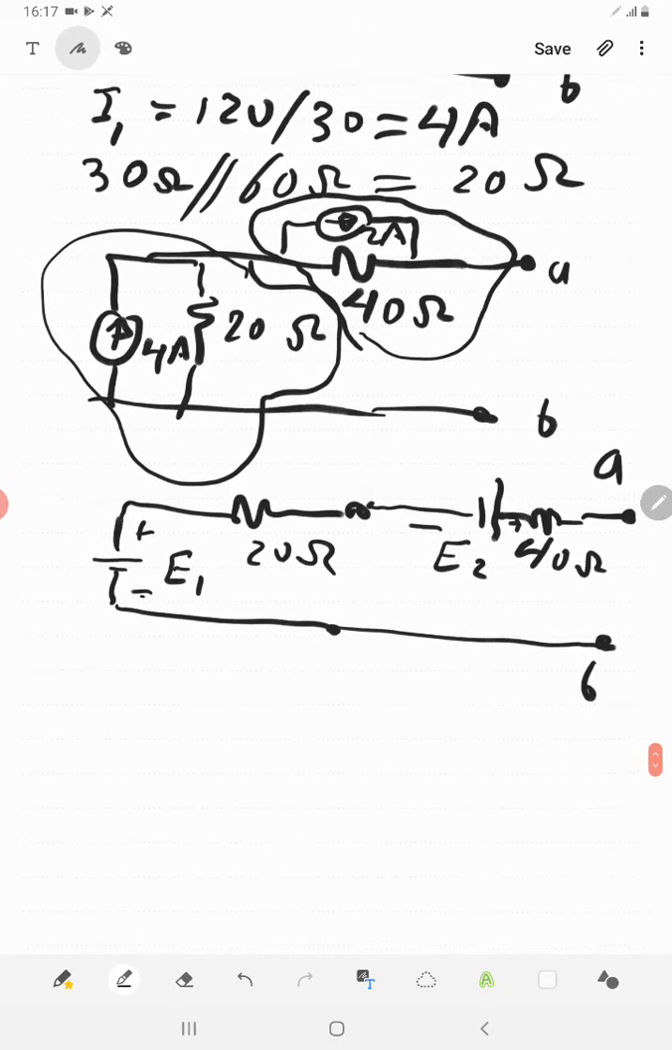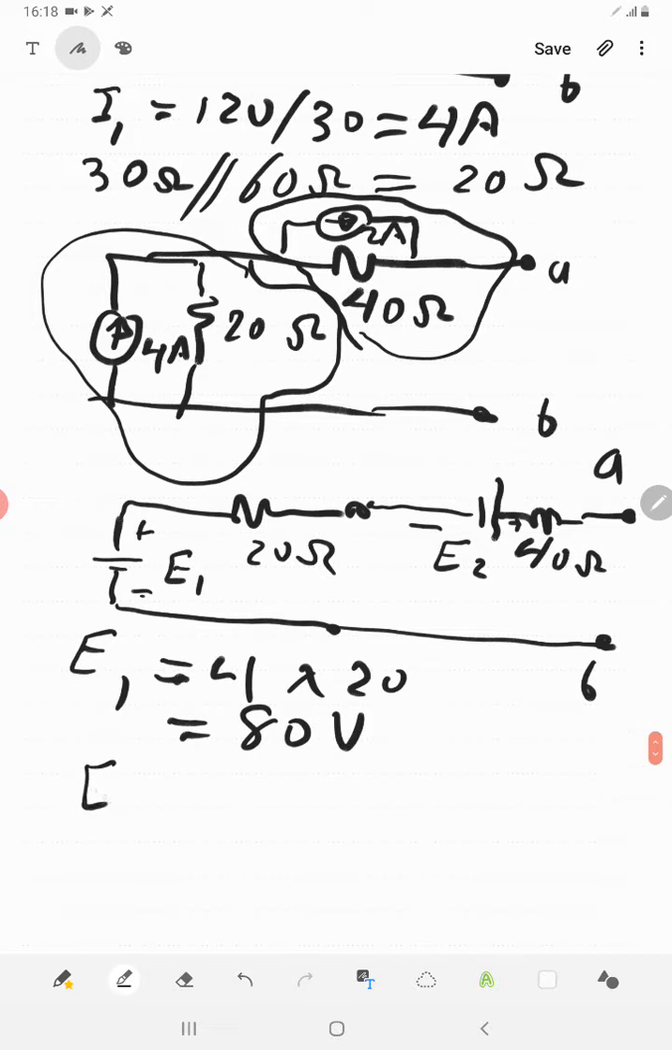So what is the value of E1? E1 is equal to this 4 here times 20, equal to 80 volts. E2 is equal to 2 times 40, equal also to 80. Okay? So the 2 amps and the 40 will give me E2 equal to 2 times 40 equal to 80, with the same resistance 40 ohms, and E1 will be 4 times 20, 80, and 20 ohms in series.